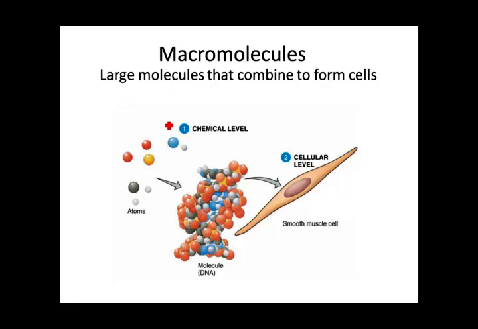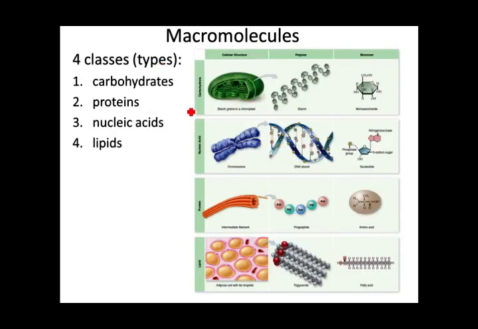Right, so just a reminder that we're talking about macromolecules. These are the large molecules that combine to form cells. Okay? In our previous lecture, we addressed carbohydrates and proteins, and so today we'll finish up by talking about nucleic acids and lipids. Just want to remind you that carbohydrates, proteins, and nucleic acids are all polymers, and they are formed by the polymerization or the linking together of monomers.